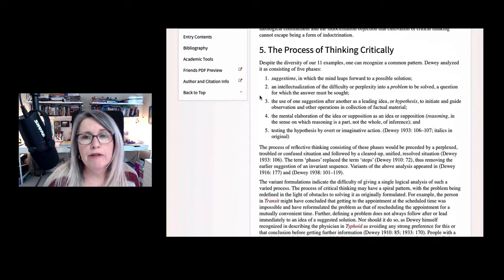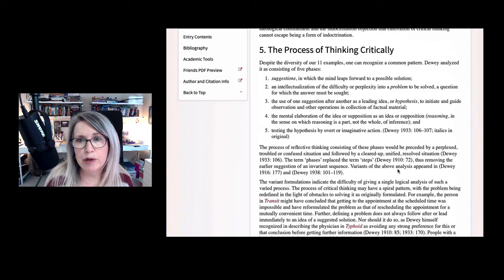The process of reflective thinking consists of these phases. Would be preceded by a perplexed, troubled, or confused situation, followed by cleared up, unified, resolved situation.